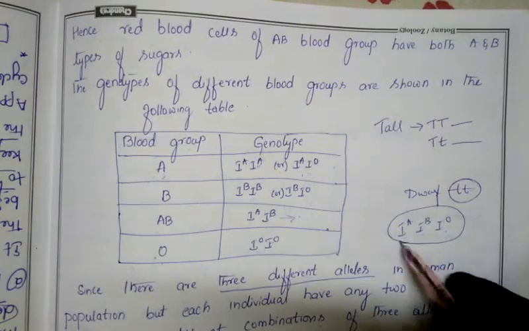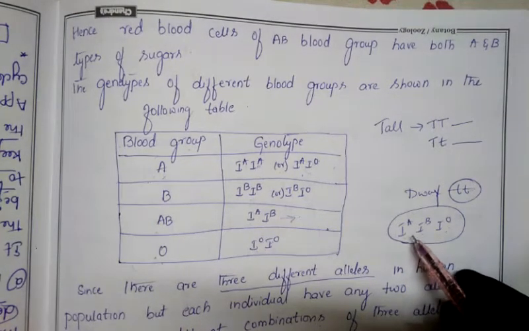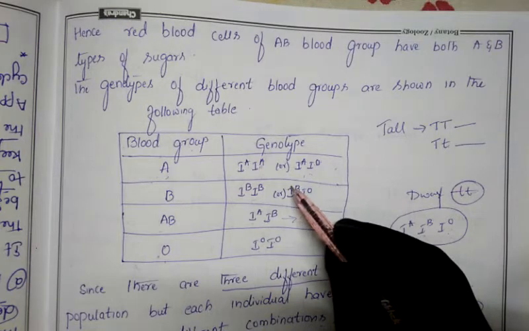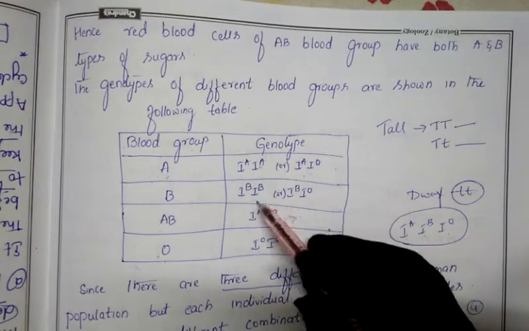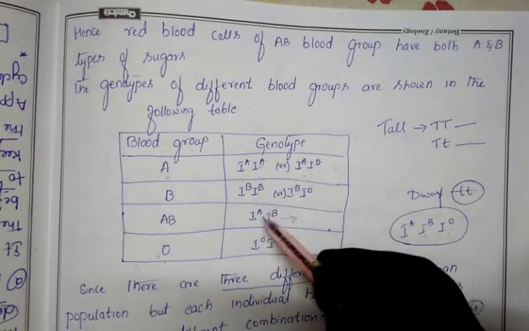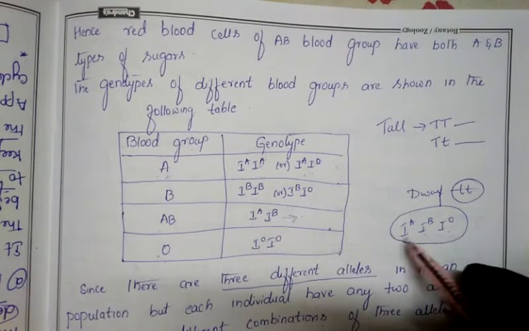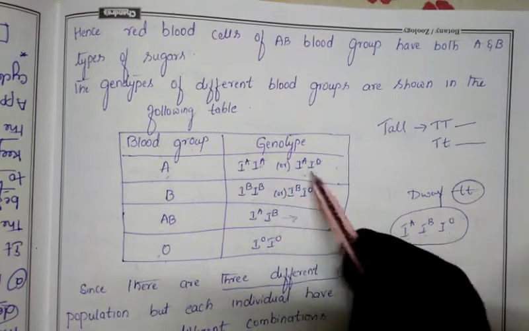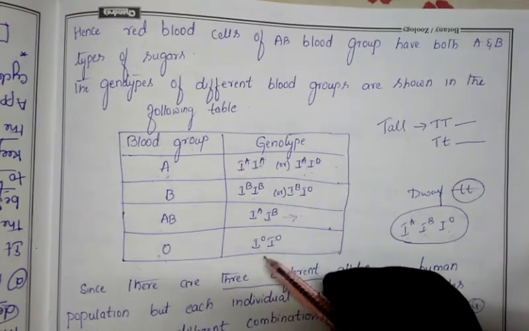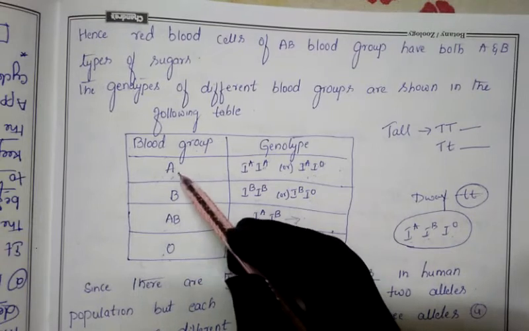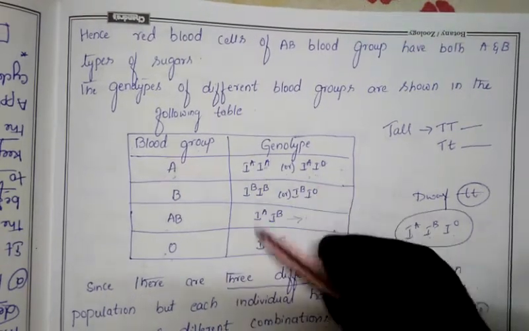These 3 different alleles segregate to form different genotypes. How many different genotypes do we get? 6 different genotypes: 1, 2, 3, 4, 5 and 6. By combining these alleles, we get 6 different genotypes. And how many phenotypes do we get? 4 different phenotypes. So these are the phenotypes and this is the genotype.